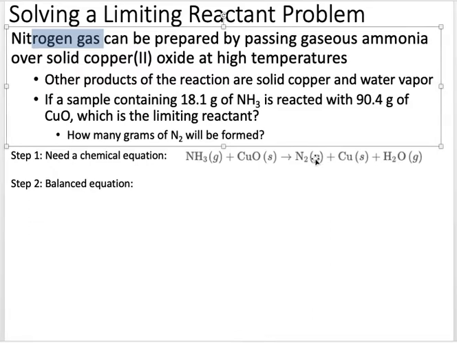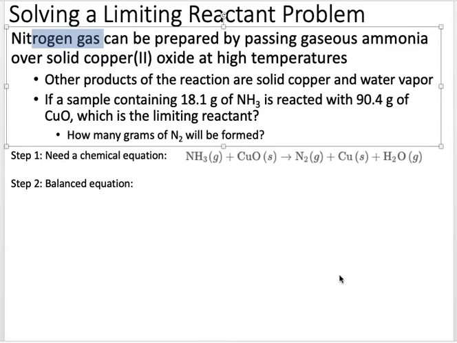It can be prepared by passing gaseous ammonia, here's ammonia, gaseous state, over solid copper 2 oxide. Copper 2 oxide, solid, at high temperatures. So if you want to put a little triangle up here to represent delta for a change in heat, you can. Other products in this reaction, so things that go on the right-hand side, are solid copper and water vapor. So we know when we see vapor that that's a gas. So this is water in its gaseous state, or steam.